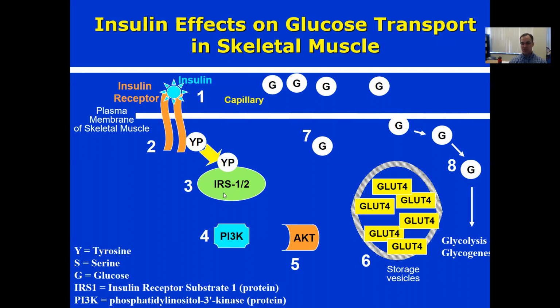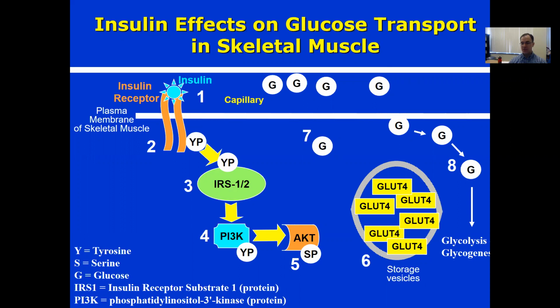Well, this is going to then cause a tyrosine phosphorylation of PI3 kinase. You can see the word here. It's a very long word, but it's abbreviated PI3 kinase. Then this is going to cause serine phosphorylation of AKT, so serine abbreviated with the S, and that just simply means that the phosphate is going to attach to the serine amino acid on AKT.